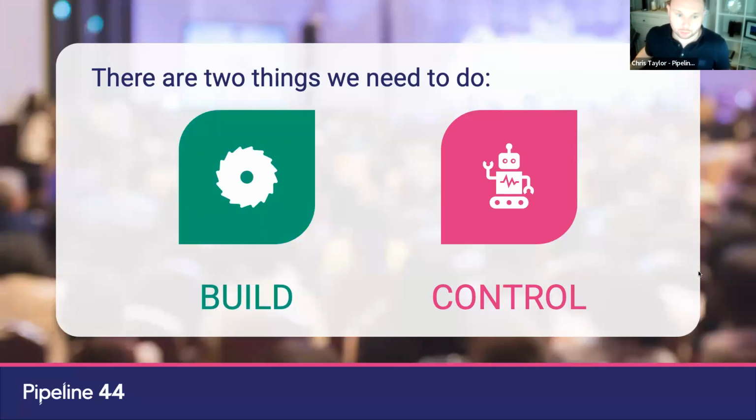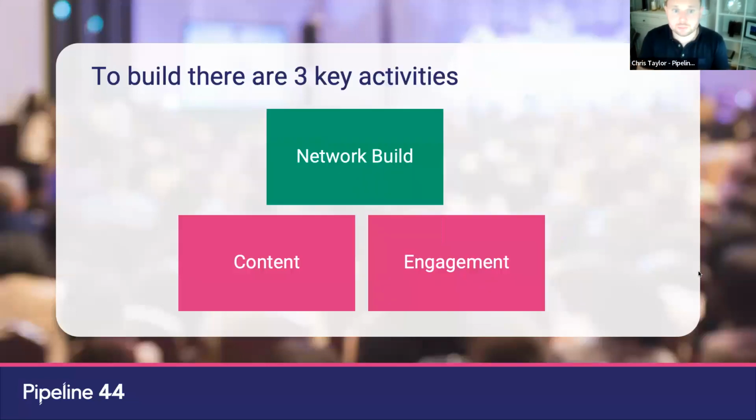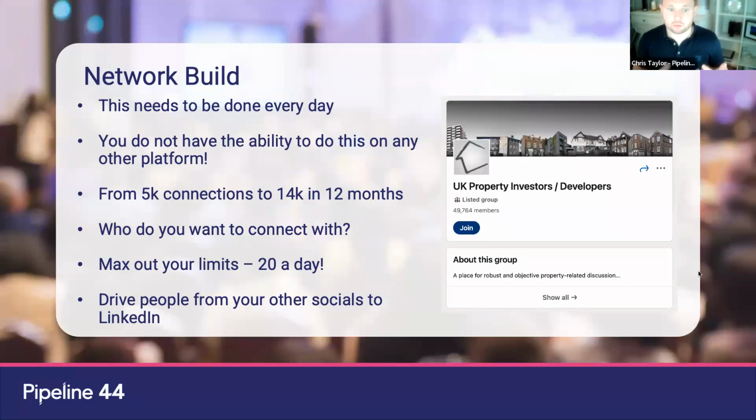I'm going to start with build. When it comes to building an audience, there are three things that you can do on this platform. Number one is network build. I'm not going to spend too much time on this because it's quite self-explanatory. But I've gone from 5,000 connections to 14,000 in a year by just posting content every day and maxing out my connection limits.